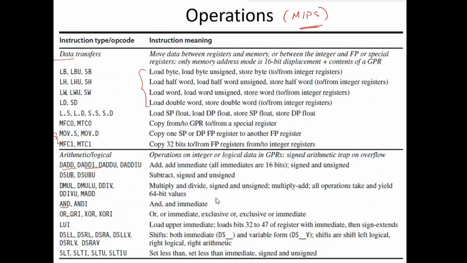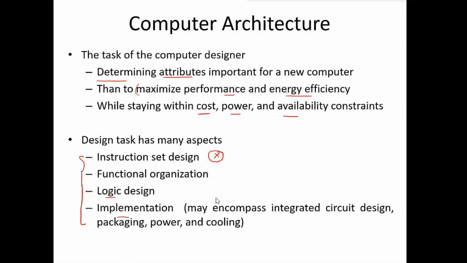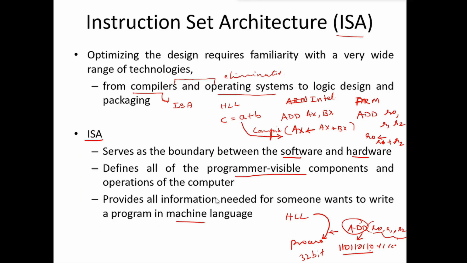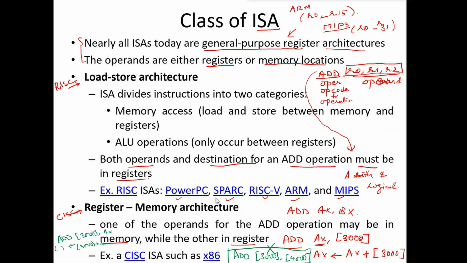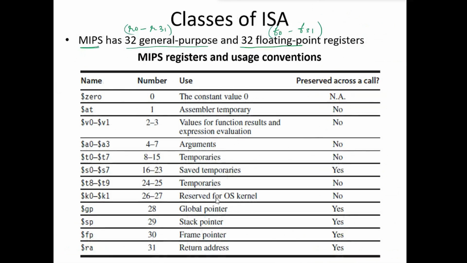Till this point, let me make a short recap. In today's class we have been focusing on designing a computer architecture. When you are designing a computer architecture, the instruction set plays a vital role, because it acts as a boundary between the software and the hardware. In instruction set architecture, the first thing to consider is the classes of ISA. Two categories we have: load-store architecture and register-memory architecture.